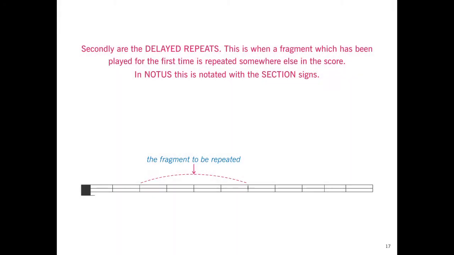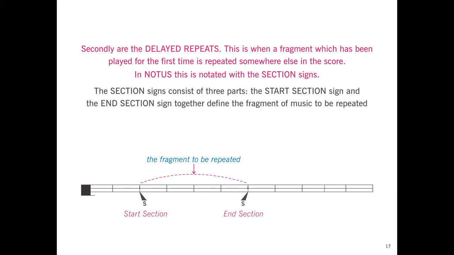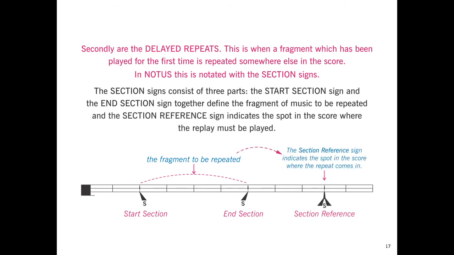Secondly, are the delayed repeats. This is when a fragment which has been played for the first time, is repeated somewhere else in the score. In Nodus this is notated with the section signs. The section signs consist of three parts. First, the start section sign and the end section sign together define the fragment of music to be repeated. And secondly, the section reference sign indicates the spot in the score where the replay must be played.